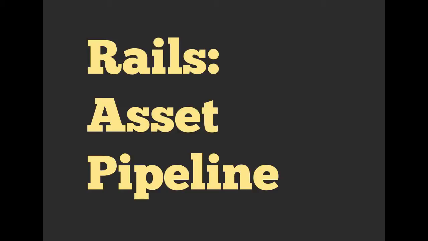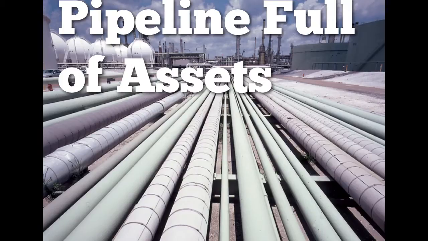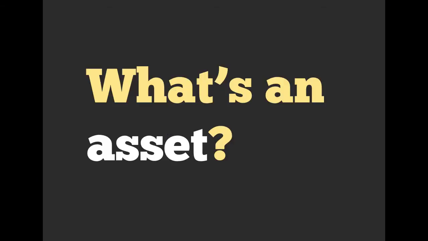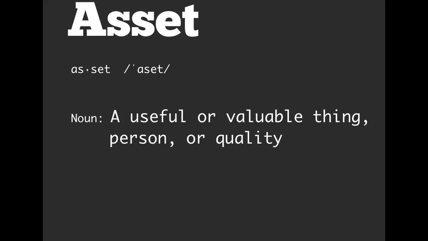We are going to have a brief introduction into the Rails asset pipeline. So it's a pipeline full of assets. What exactly is an asset? So I looked this up in the dictionary. It is a useful or valuable thing, person, or quality.